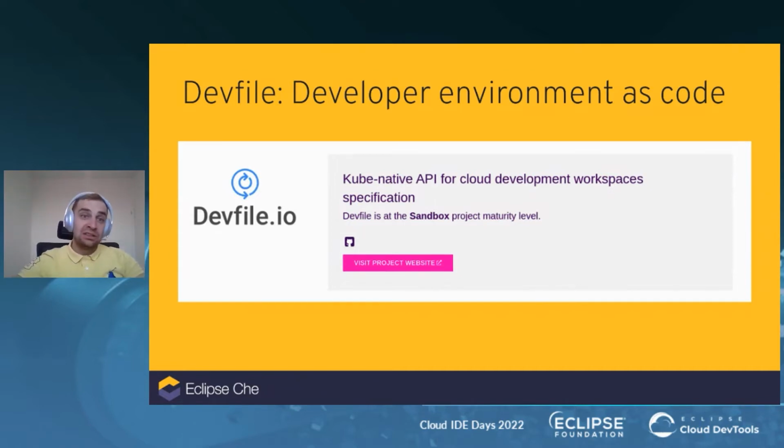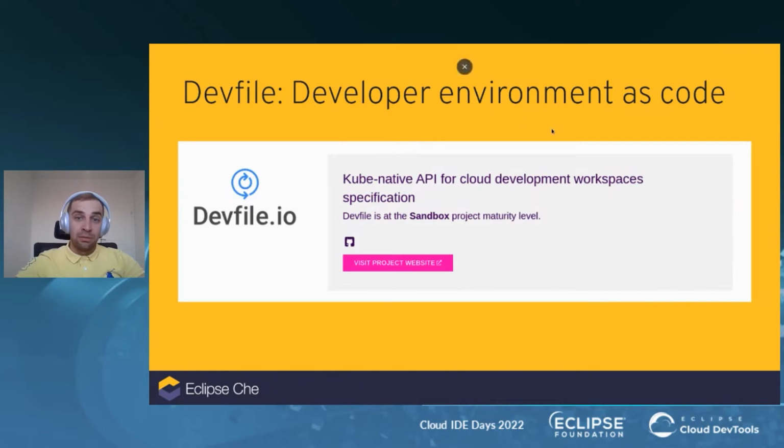But the idea is, Devfile is the representation of your developer environment as code. It provides a Kube-native API for cloud development workspaces, and it provides an easy-to-configure, highly reproducible definition of portable developer environments. So it's a declarative abstraction, which includes the runtimes and commands for starting, running, debugging, and testing your project. So how does it actually work?